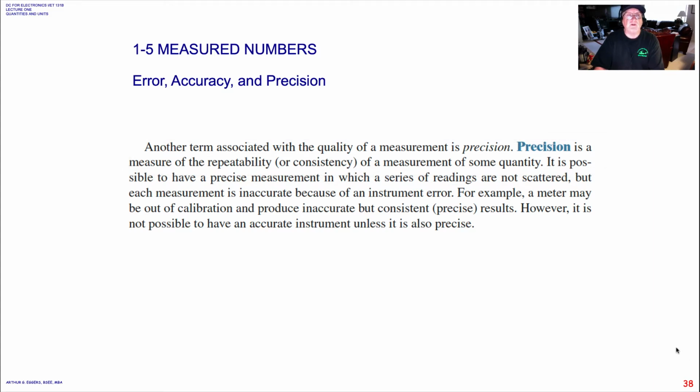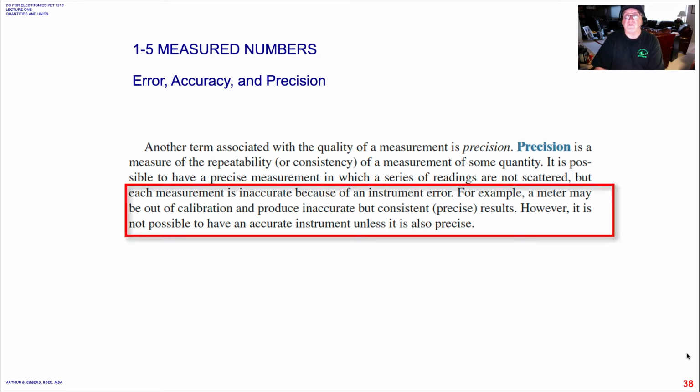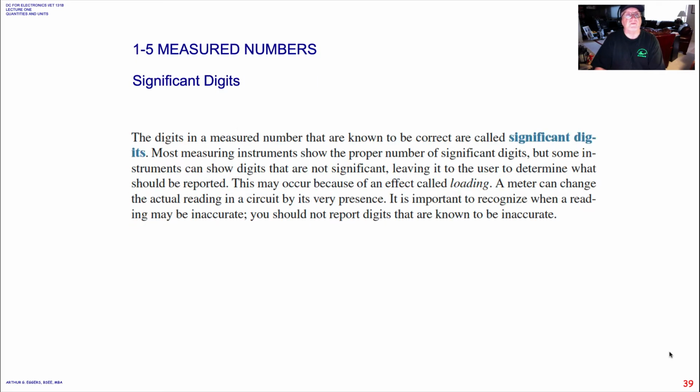It is possible to have a precise measurement in which a series of readings are not scattered, but each measurement is inaccurate because of an instrument error. For example, a meter may be out of calibration and produce inaccurate but consistent, precise results. However, it is not possible to have an accurate instrument unless it's also precise. Significant digits then become important. The digits in a measured number that are known to be correct are called the significant digits.